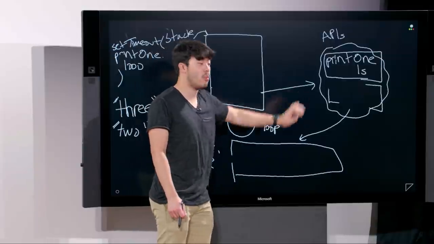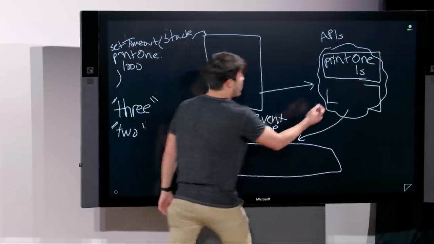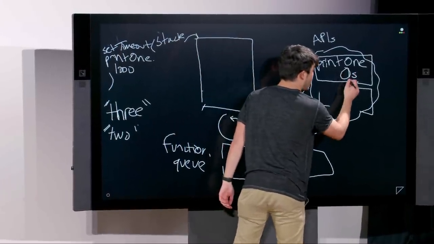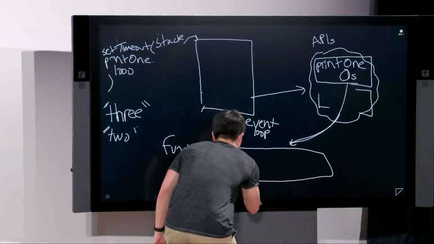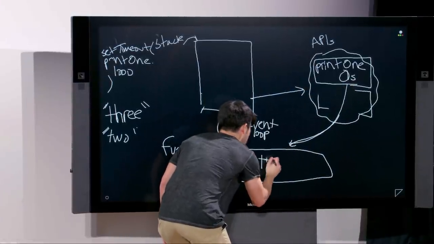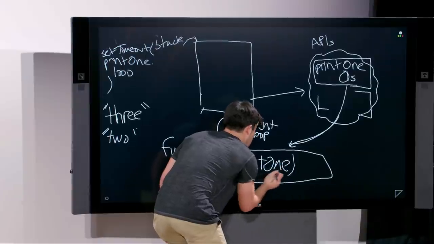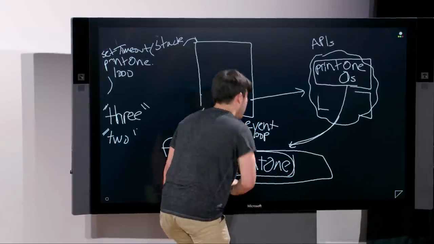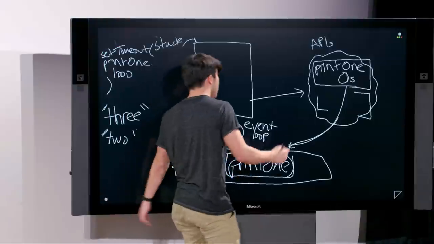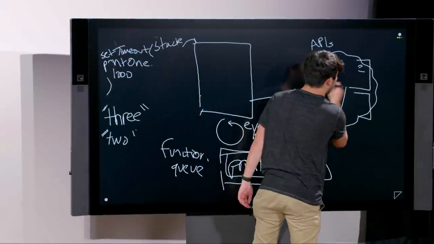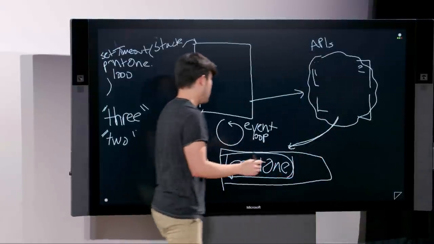Yeah, so print 1 moves to the queue. As soon as this hits 0, this gets moved down to here. So now we have print 1. This gets erased. And now what happens?